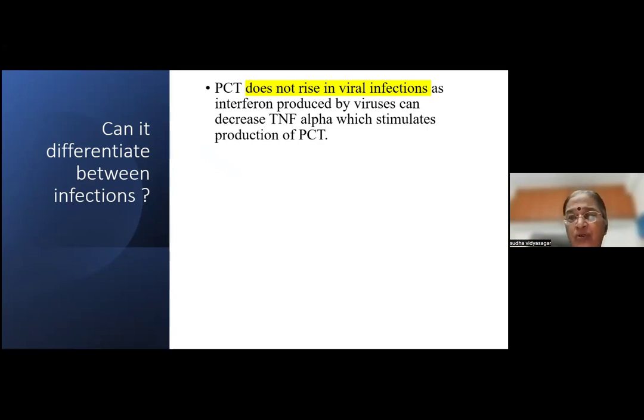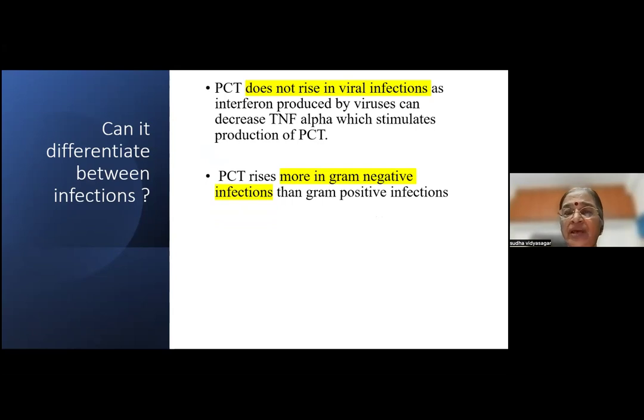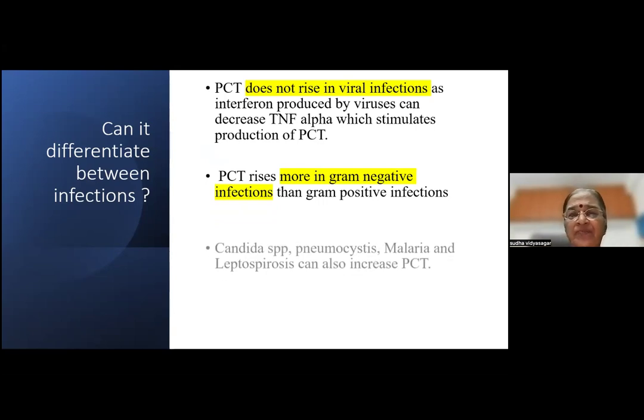So when you are in doubt whether this is a bacterial infection or a viral infection, to some extent, yes, procalcitonin can give you some clue as to the presence of a bacterial infection. It rises more in gram-negative infections than gram-positive infections, okay? So gram-negative infections somehow cause an increased procalcitonin compared to gram-positive.